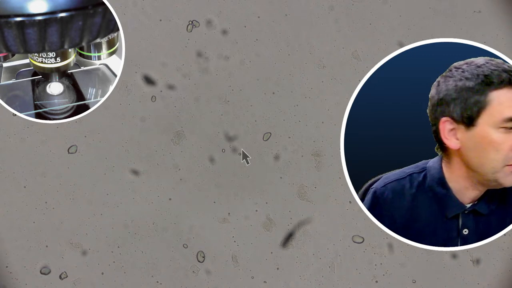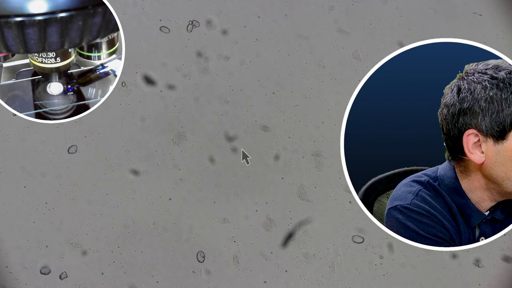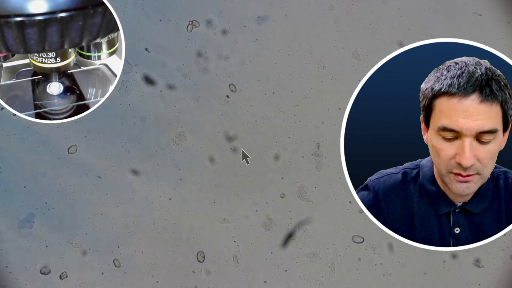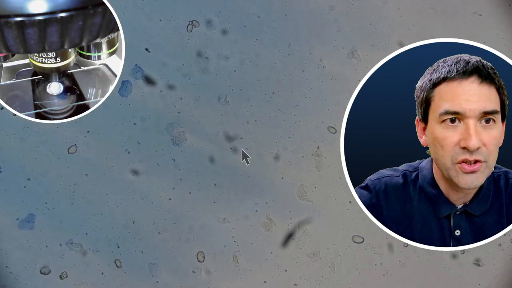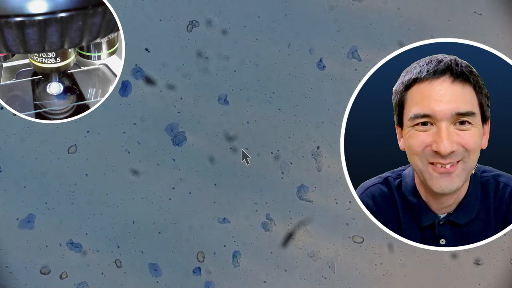Always when you do this, you've got to be a little careful that you do not drop any stain on the objective itself. And you see that it's already starting to soak in. And now you tell me if methylene blue works well. Of course it does. Look at this.